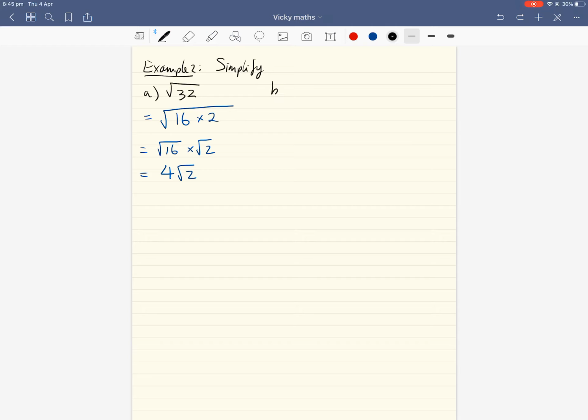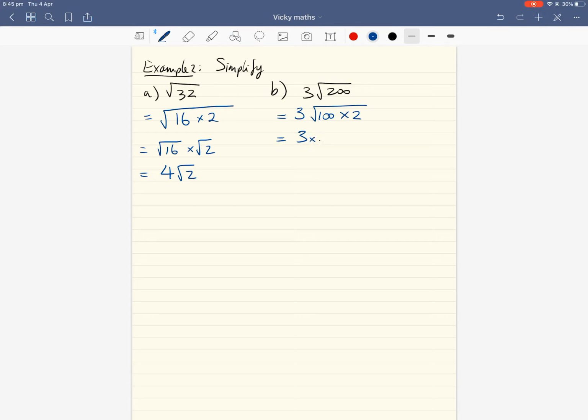Part B, let's do another one. Let's simplify 3 root 200. What we do here is first leave the coefficient of 3 alone. Just copy and paste it, leave it alone, we'll deal with it later. Can we simplify root 200? Can we write 200 as a product of a perfect square and some other number? 100 is a perfect square, 100 times 2.